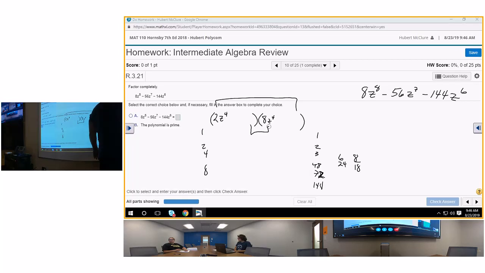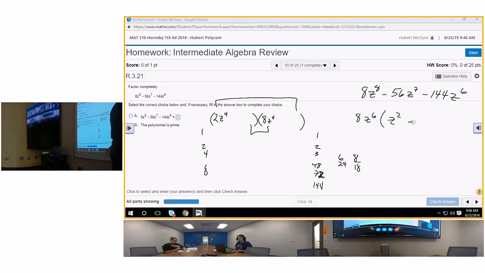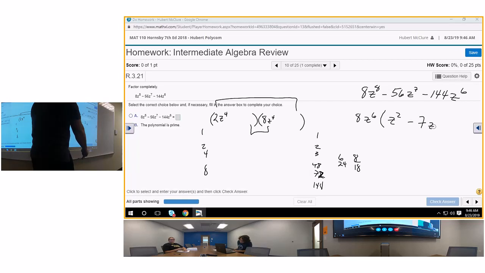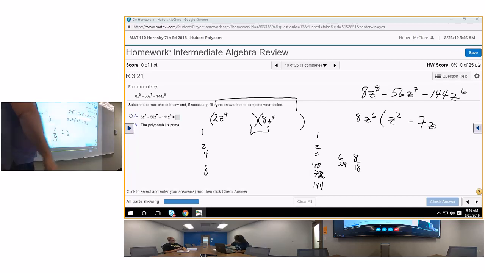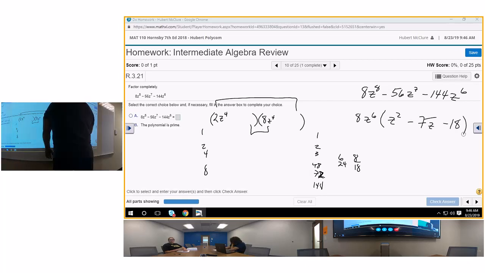All right, here we go. We can factor out 8, can't we? And a z to the 6th. And that's going to give us z squared minus, what's 56 divided by 8? 7. Y'all know your multiplication tables. I'm impressed. 144 divided by 8 is 18. So that's going to be 18. So now you're ready to break up 8z to the 6th. You're not going to mess up z unless you mess up.